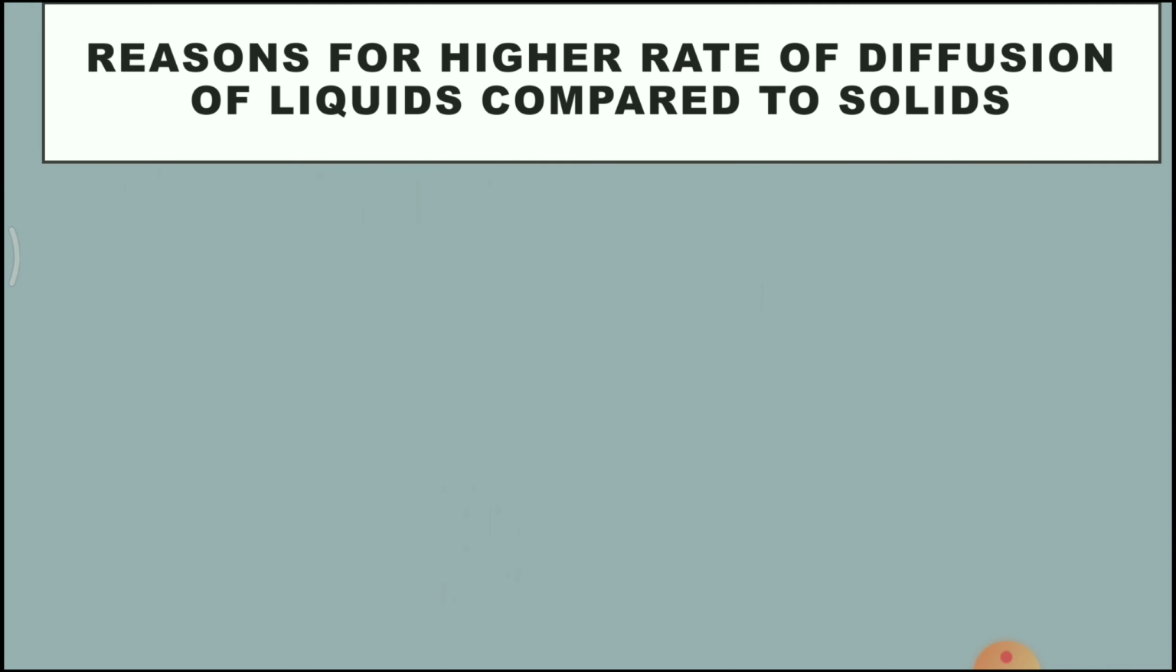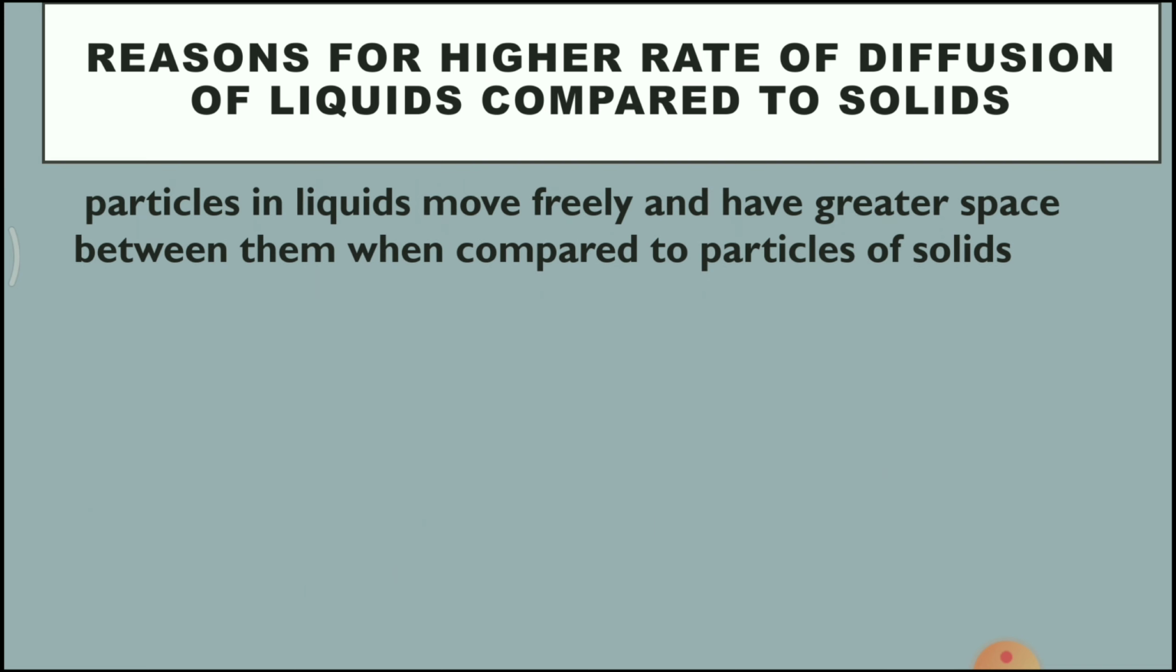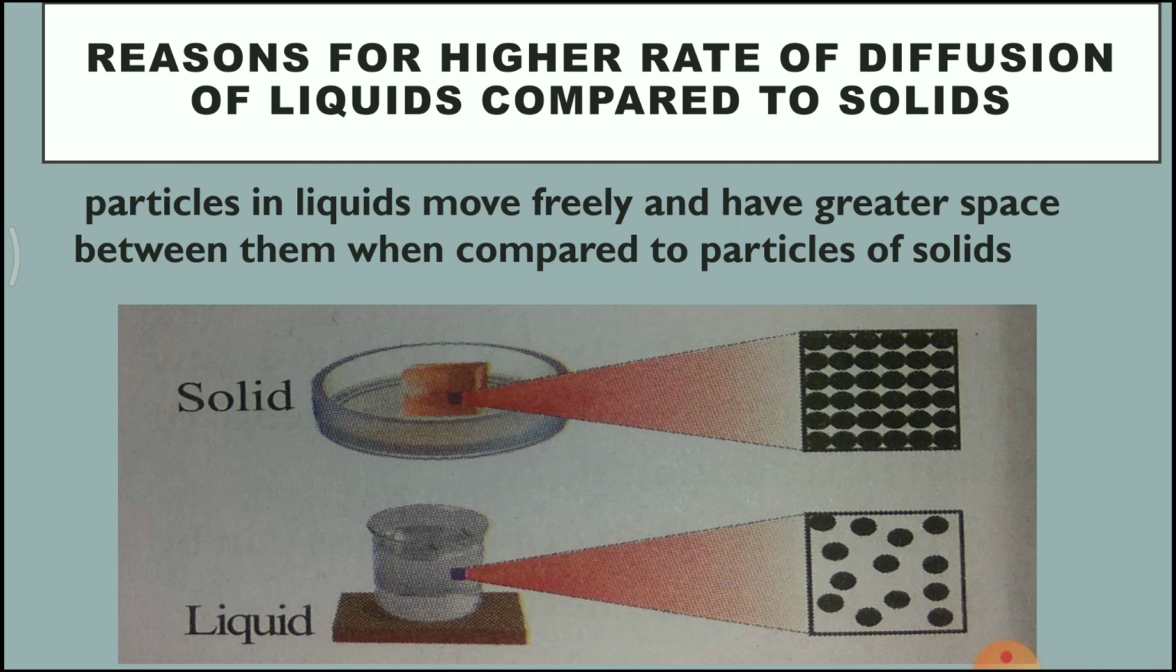Reasons for higher rate of diffusion of liquids compared to solids. We know liquids diffuse more than solids. Particles in liquids move freely and have greater space between them when compared to particles of solids. That's why liquids diffuse faster than solids. See the picture. Solids have the particles tightly packed and liquids have the particles freely movable.